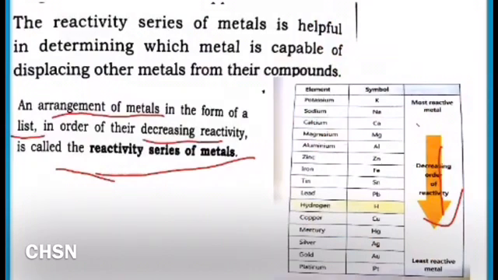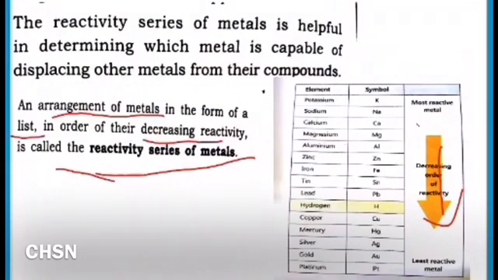So how will you define the reactivity series? The reactivity series of metals is a list of metals in which the metals are arranged in the order of their decreasing reactivities. Using this series, you will understand which element is able to displace and which is not able to displace. This series is given in your textbook. It is not in the first chapter. It is given in chapter number 4, Metals and Non-metals. You can refer to the textbook.